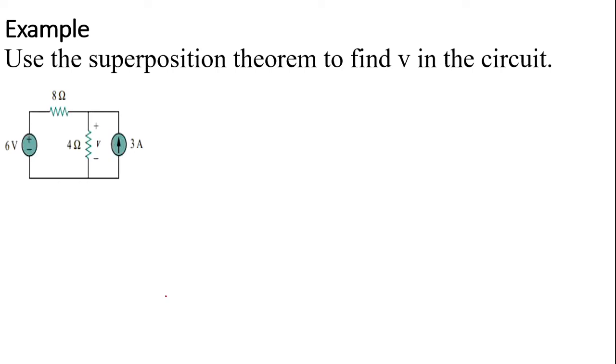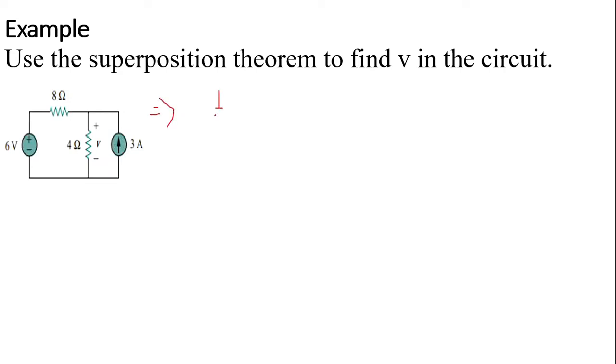As you see, this circuit has two independent sources: a 6 volt DC power supply and a 3 ampere DC current supply. Let's use the voltage supply first. I'm using this 6 volt supply and turning off the 3 ampere source. If we turn off a current source, we replace it by an open circuit.